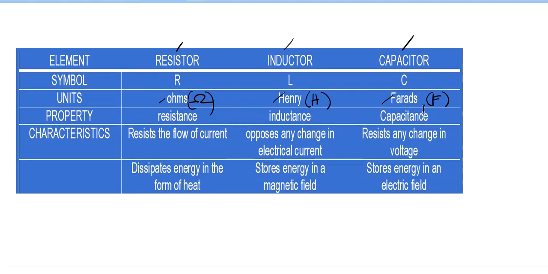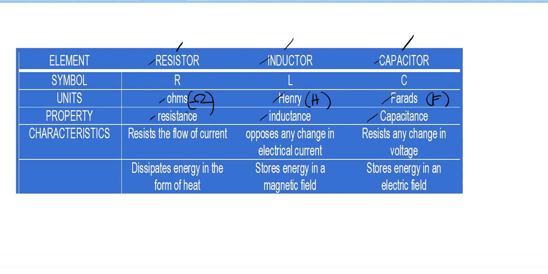Right, so the property of these elements is what we call resistance, inductance, and capacitance. Take note, if we're referring to devices or elements, then that's resistors, inductors, capacitors. But if we're talking about properties, then our terminology is resistance, inductance, and capacitance.